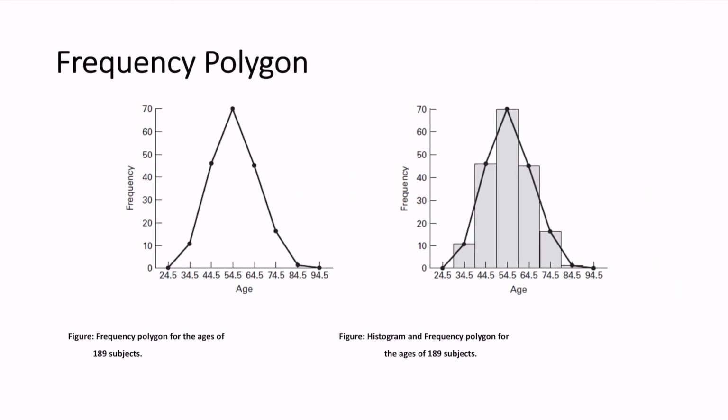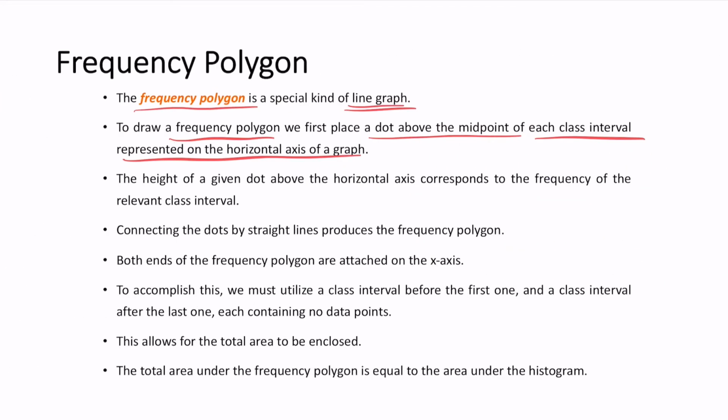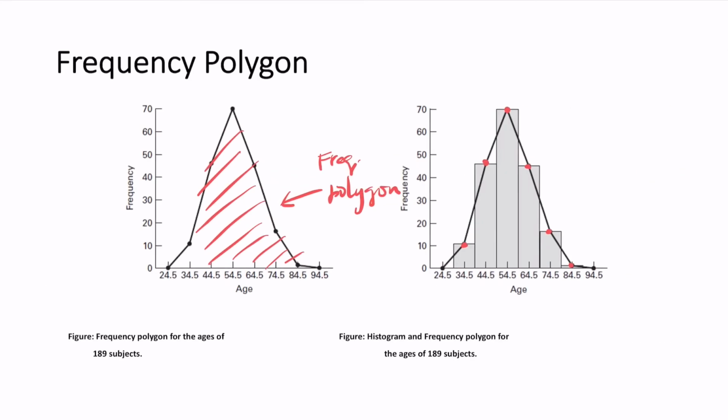For example, if you take the histogram, we note down the midpoint on the top of the bars on each of them, and we connect the midpoints with straight lines. This represents the frequency polygon. The area under the graph represents the total area, to be enclosed. So it should always be enclosed. Whatever the area is under the graph should always be equal to the area under the histogram. This is how we make sure that it stays the same.